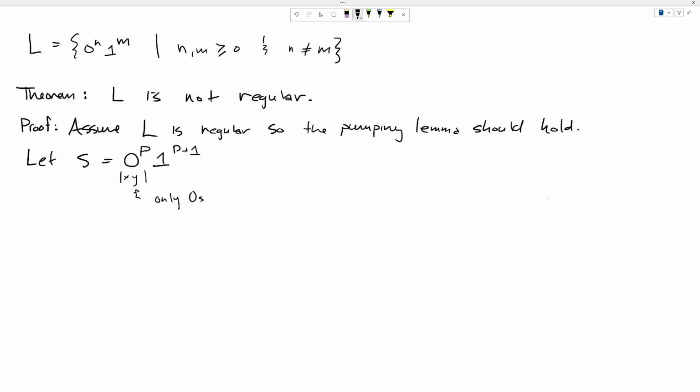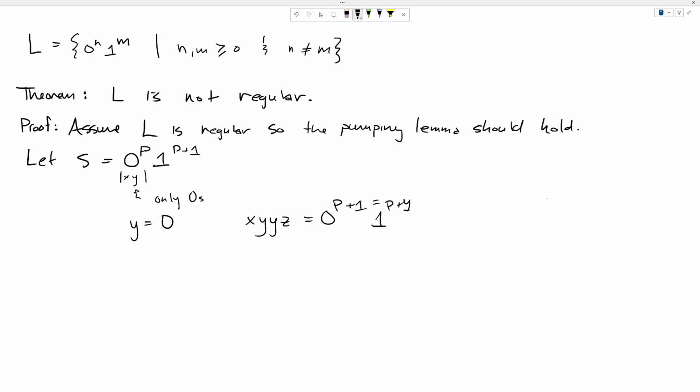Now, if I'm thinking about this right now, is there some way that I can split this up, pick some y here, that if I pump it, I will always get another string in this language? The answer is actually yes. The only way that we could really mess this up is if we picked our y to just be a single zero. Because if we picked our y to be a single zero, then if we did x, y, y, z, we would end up getting 0 to the p plus 1 and 1 to the p plus 1. And these two are equal to each other.